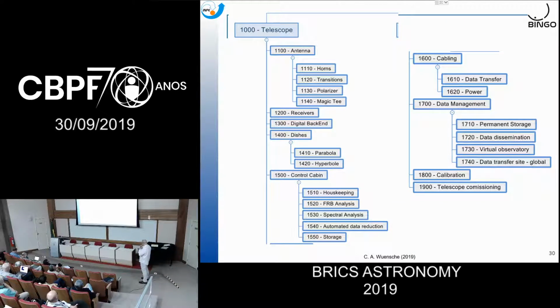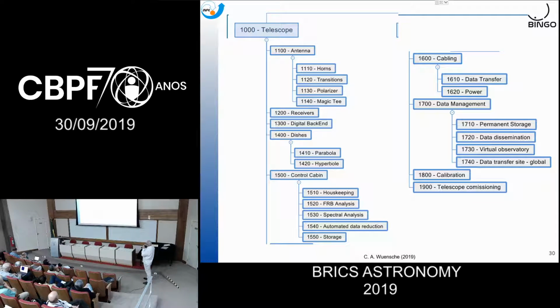So this is the structure of our collaboration. We have a working group that's a telescope. The telescope is broken into antenna, receivers, digital backend, dishes, control cabin, cabling, which is a nightmare for the 50 horns that we have, data management, calibration, and then commissioning. This is what we are working on.